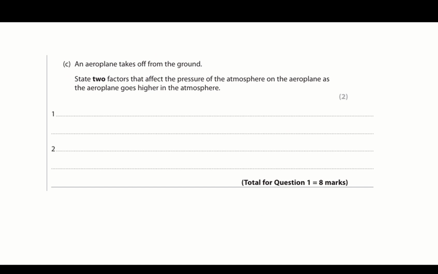Next part, an aeroplane takes off from the ground. State 2 factors, and they've put it nice and bold for you, and even told you, make 2 points, please. And it also says, make sure they're different points.